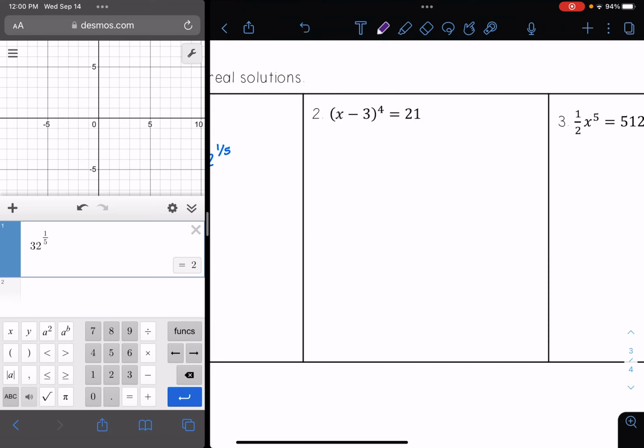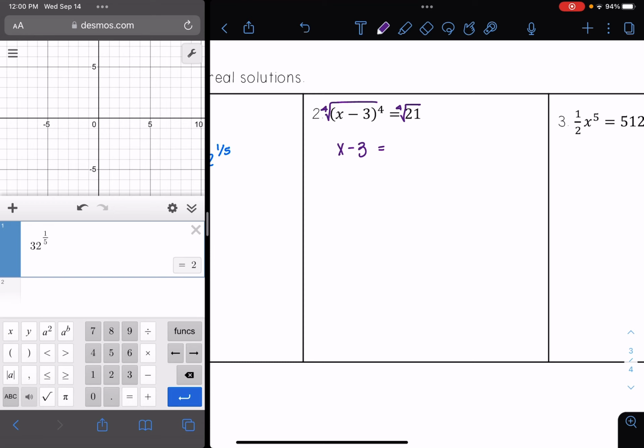Okay, this next one I have x minus 3 raised to the 4th power is equal to 21. So the first step is I want to get rid of that 4th power, so I can take the 4th root of each side. And so when I take the 4th root of x minus 3 to the 4th, I end up with just x minus 3 is equal to the 4th root of 21.